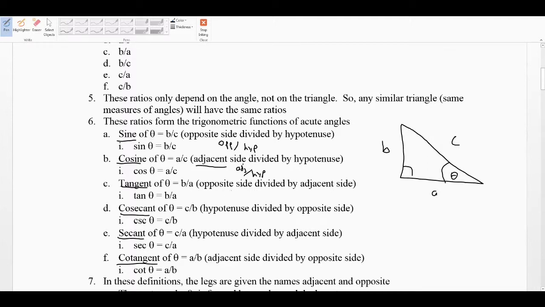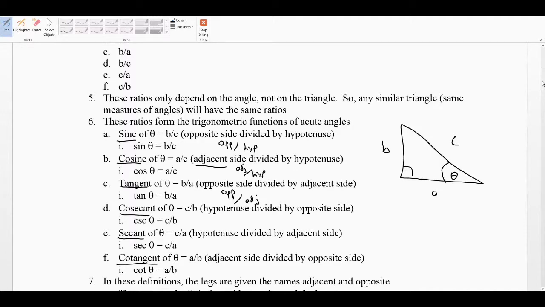Now tangent is opposite over adjacent. So here's our theta once again. The side opposite that is B, and the side adjacent to it, not the C, not the hypotenuse, is the A. So it's B over A.